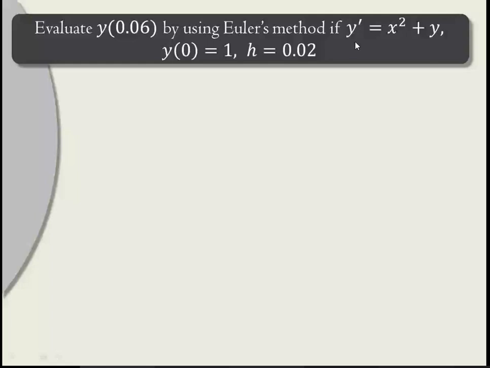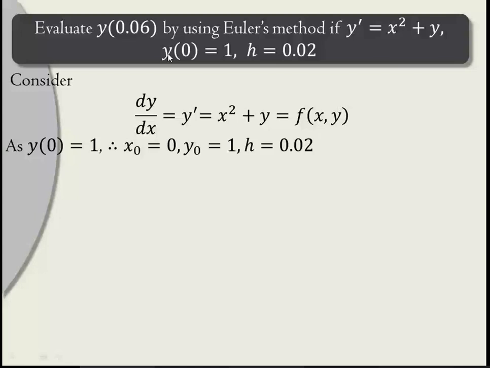Considering y dash means dy by dx, that is given as x square plus y, and it is nothing but f of x, y. So f of x, y is x square plus y. Now what is given? y of 0 is 1. So 0 is the value of x naught. The initial value at which the value of y is given, that point is x naught, and that value of y is y naught. So x naught is 0, y naught is 1. h is 0.02. Take xn as 0.06.